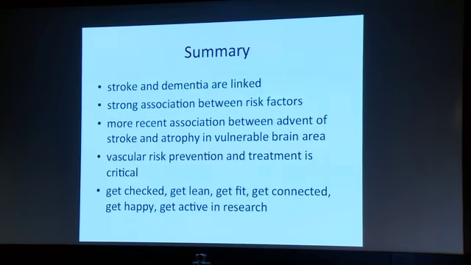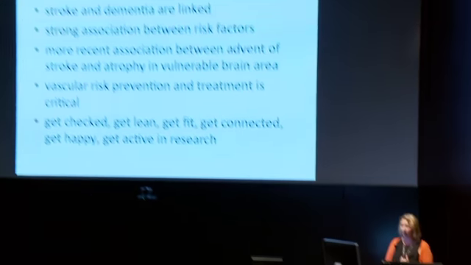So my summary is get checked for blood pressure, diabetes, cholesterol, get as lean as you can be. Get fit. Get connected socially is really important. There's no doubt that social isolation is associated with increased risk of heart disease and stroke and dementia. Get happy, because depression's associated as well. And get active in research, because the more we understand about these conditions, the more we can actually do to prevent them. So I always say to people, if you've got money, donate money.